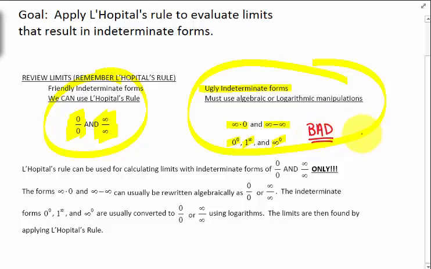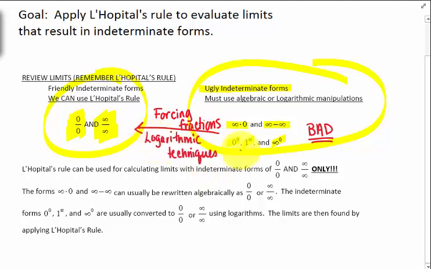What we want to try to do is make these indeterminate forms look more like the 0 over 0 and infinity over infinity forms by forcing fractions to occur, or also by using logarithmic techniques. So essentially we're going to take these indeterminate forms, make them look like those indeterminate forms, and then we can apply L'Hopital's rule. So make sure that you understand when you can and cannot use L'Hopital's rule, and we'll go through some examples so you can see exactly how this is applied.